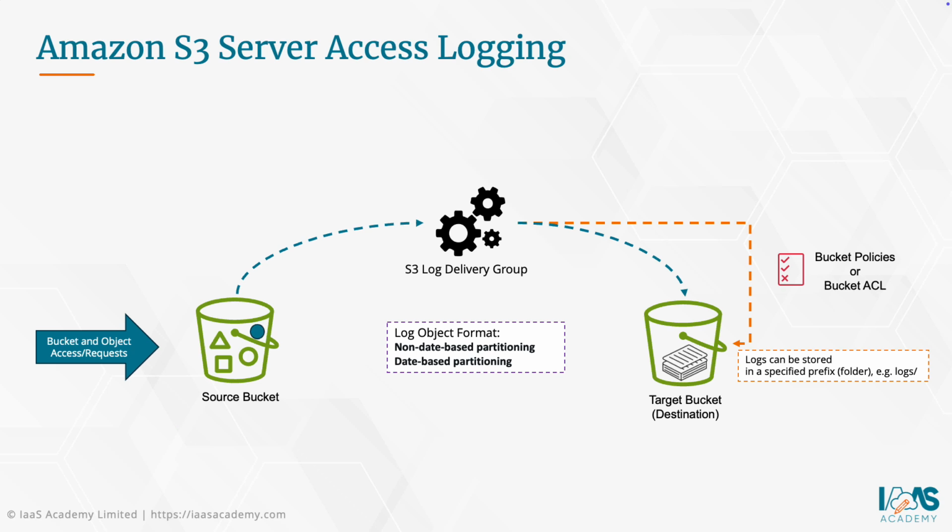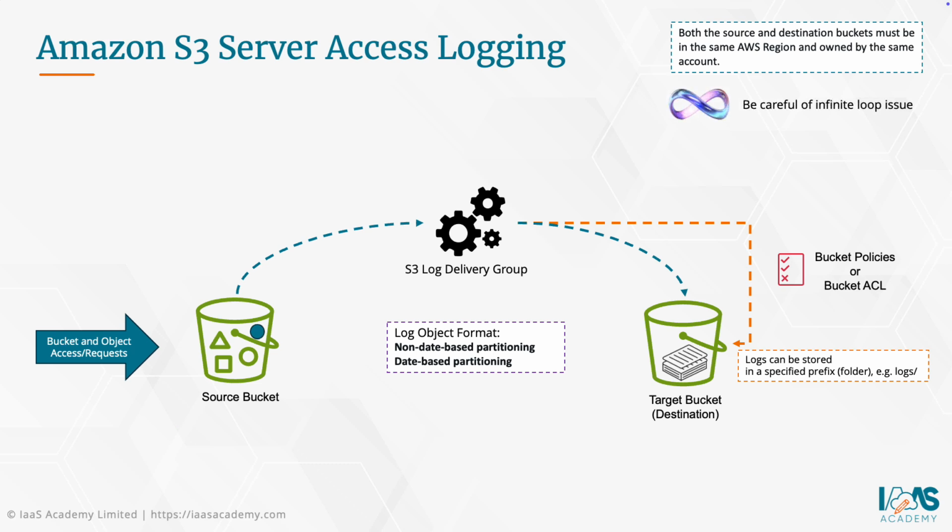Some additional points to note about server access logging: both the source and destination bucket must be in the same AWS region and owned by the same account. Also, be careful of something called an infinite loop. Technically, you can make the source bucket the destination bucket as well. So in other words, what happens is the log delivery group writes to the source bucket. But if the log delivery group is writing to the source bucket, then there is activity taking place when those logs are written, which will cause it to reinitiate another log delivery exercise. And you can understand what I'm getting at. That's just going to turn into an infinite loop, which is going to cause a real issue.